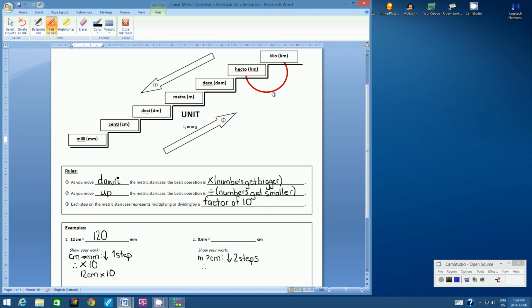Therefore, moving down the metric staircase means rule number 1, so we have to multiply. And then we use rule number 3: each step on the metric staircase represents multiplying by a factor of 10. We're moving 2 steps, so that's times 10 times 10. Of course, all that means is we're multiplying by 100. So 0.6 meters times 100. We move the decimal 2 places to the right, and we get 60 centimeters.